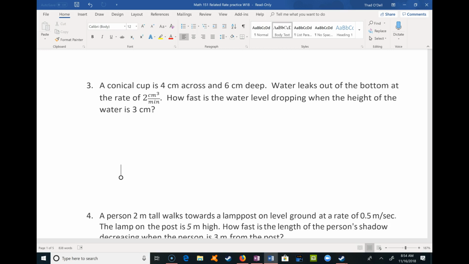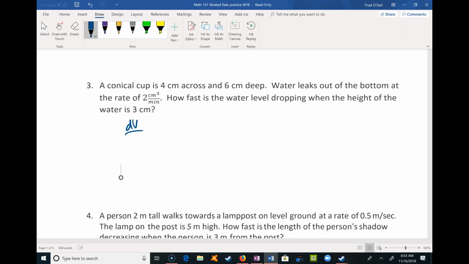Yeah, it's got to be volume, right? Cubic centimeters, it's got to be volume. You don't lose height like cubic centimeters per minute, or radius by cubic centimeters per minute. So this is telling me that dV/dt is 2 cubic centimeters per minute.